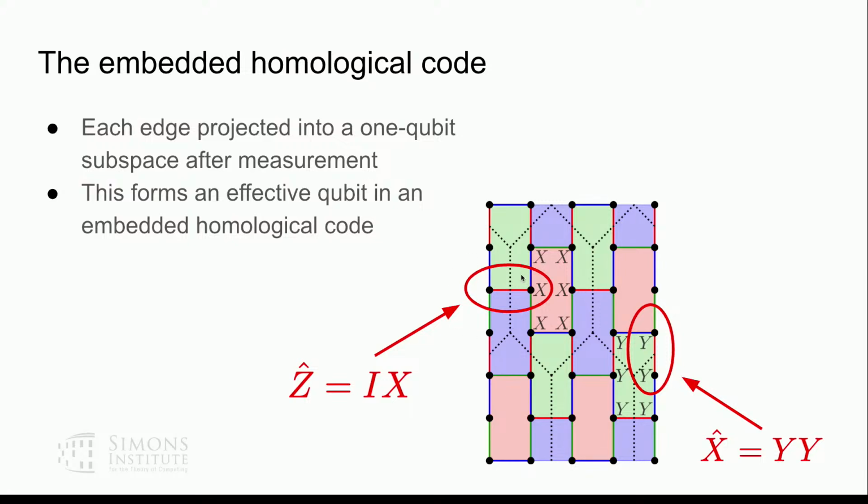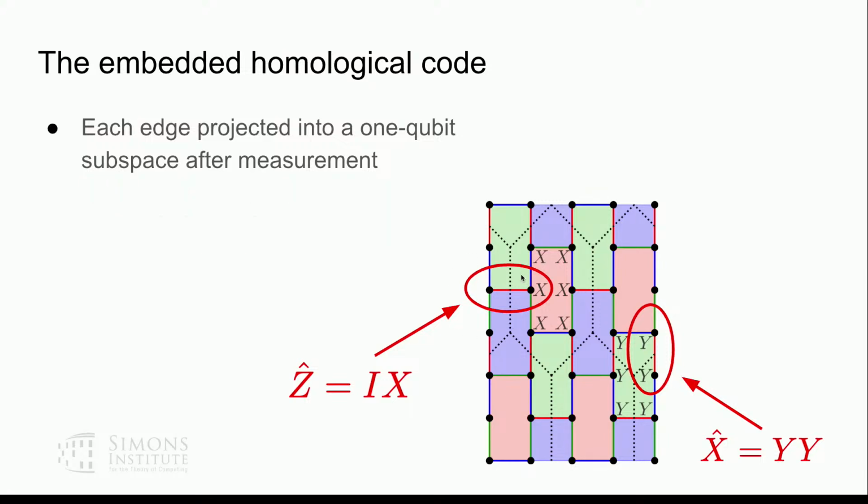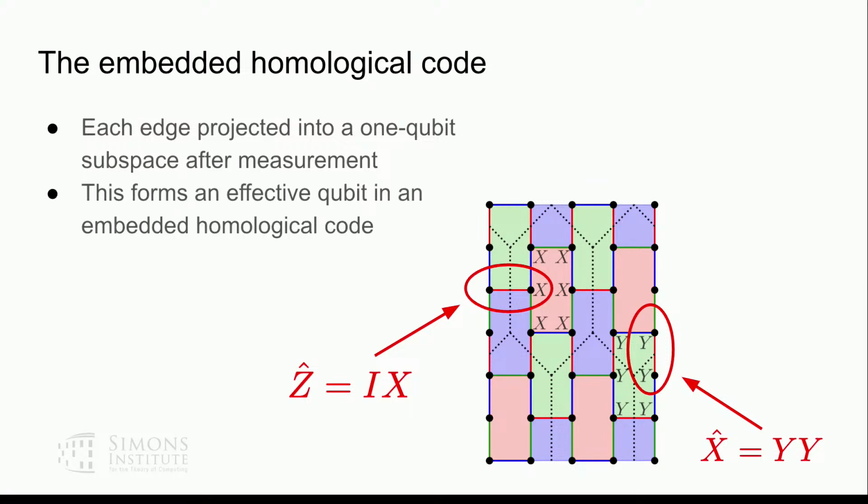So let's suppose you've just measured the red edges in your Floquet code schedule. That projects this red edge into a 1-qubit subspace after measurement. And you can think of this as forming an effective qubit in some embedded homological code. So for example, here, this red edge, once measured, has an effective Z operator given by a physical IX Pauli operator. And this effective qubit is a qubit in this restricted lattice, this dotted black hexagonal lattice. And so the homological code associated with this, the hexagonal surface code associated with this dotted lattice, the qubits of this embedded code are these effective qubits shown here, associated with the edge just measured.